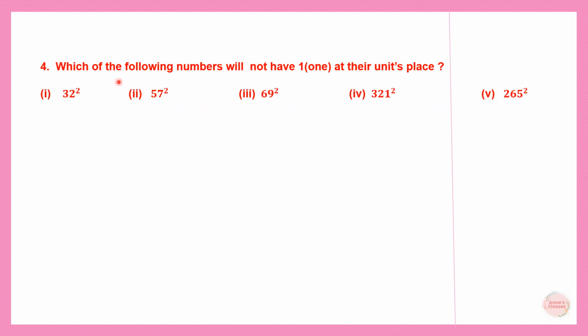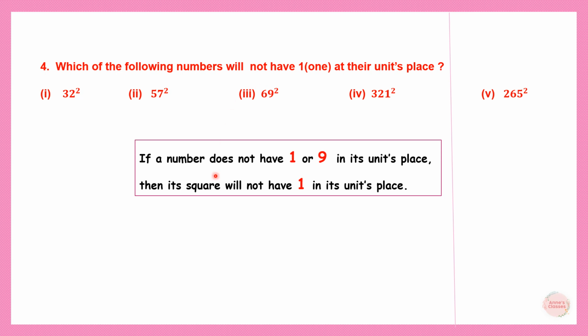Question 4. Which of the following numbers will not have 1 at the units place? That means 32 square. Will it have 1 or not in its units place? So which of the following numbers will not have 1? That means if a number does not have 1 or 9 in its units place, its square also will not have 1. So if it doesn't have 1, does it have 1 here? No. So this one square will not have 1 in the units place.